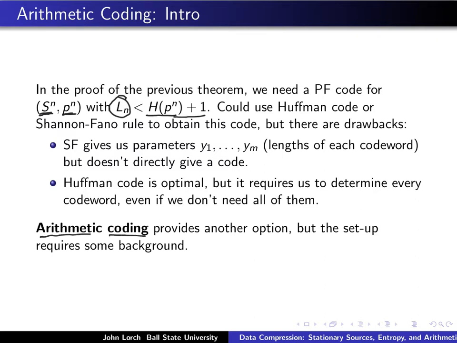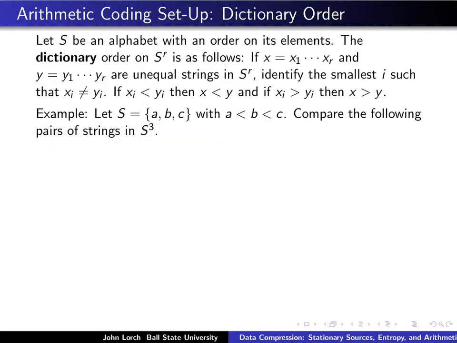So arithmetic coding is different from Shannon-Fano, it's different from Huffman, and the reason it's called arithmetic is because it's going to involve base 2 representations of certain numbers. So before we can do any arithmetic coding, we need to learn a few things. The first thing that we're going to learn about is the dictionary order on strings.